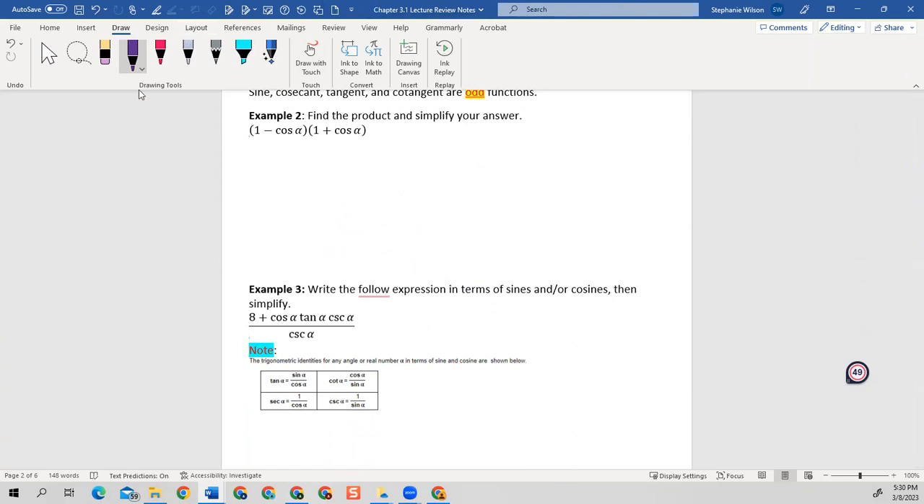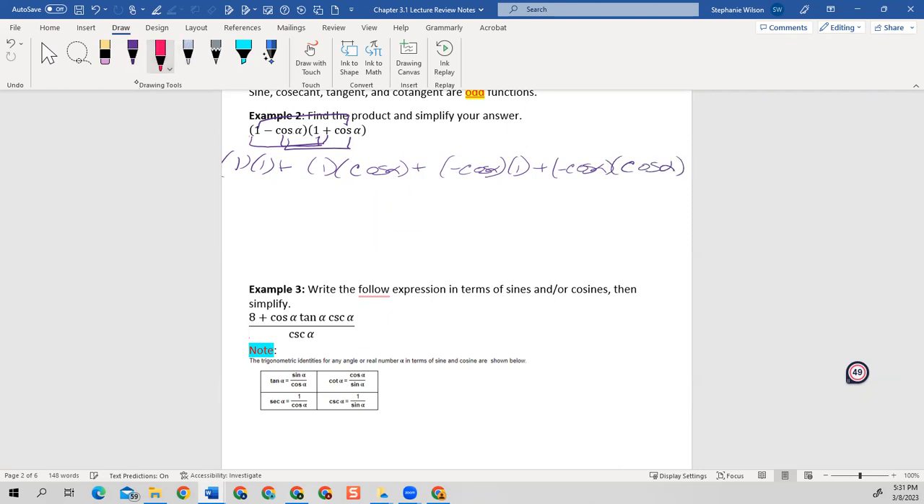Example 2 says, let's find the product and simplify your answer. So we notice here that we have a binomial times a binomial. We can use the FOIL method, or we can just use the distributive method. We use the FOIL method. We take our first times our first, which is 1 times 1. Now we put a plus sign. Our outers, which is 1 times cosine of alpha, plus our inners, we have a negative cosine of alpha times 1, plus the last. So now I have a negative cosine of alpha times a cosine of alpha.